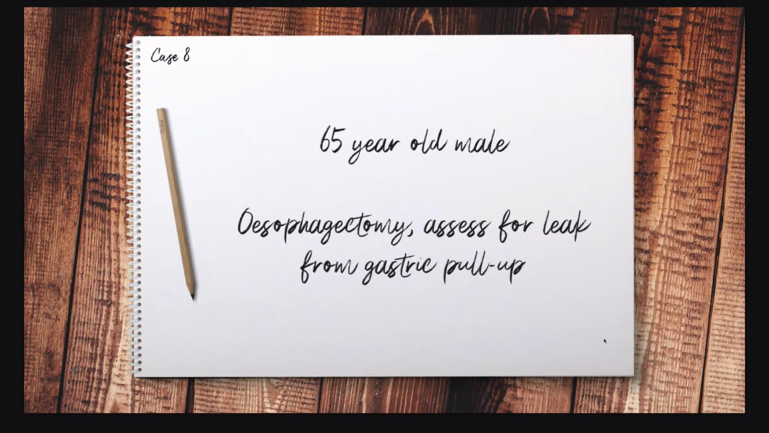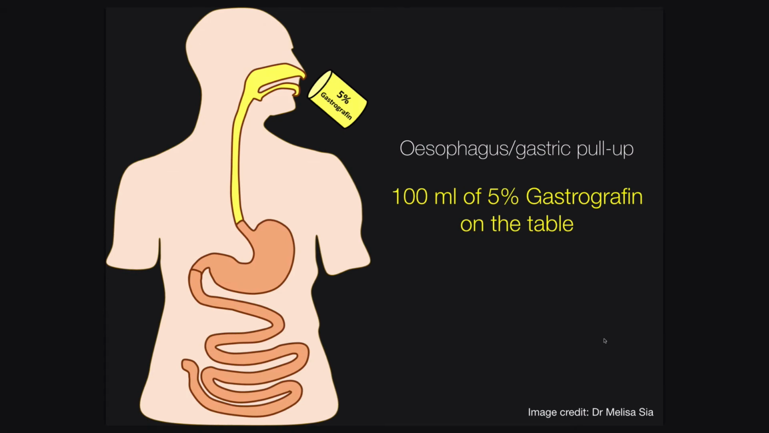And there are 4 specific scenarios that you need to be familiar with, which are based on the specific part of the anatomy that you want to assess. Okay, so we've divided up into 4 sections. So the first one is for the esophagus. So this is a 65-year-old male who's had an esophagectomy, and this is for assessing for a leak from gastric pull-up. So whilst they've had an esophagectomy, the part of the anatomy that we want to assess is the most proximal part of the GI tract. So we use the esophagus protocol.